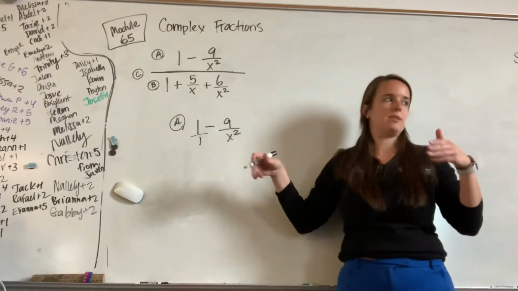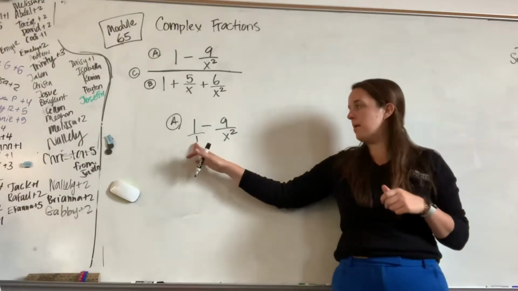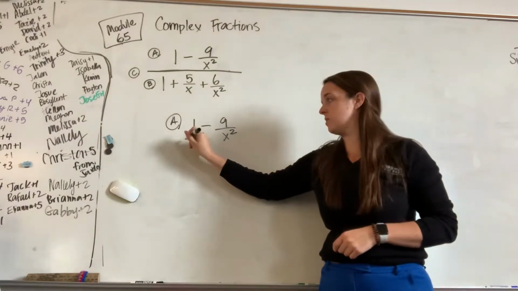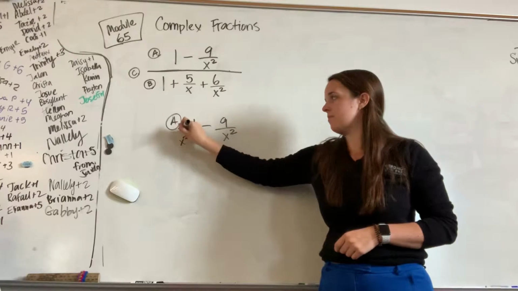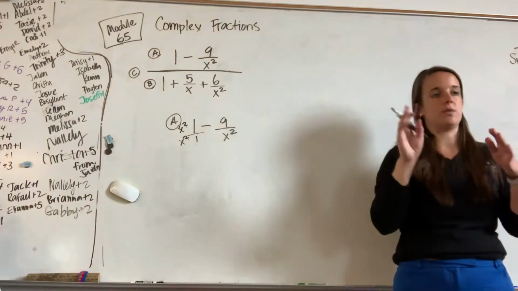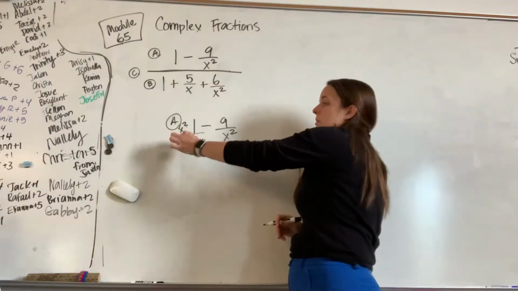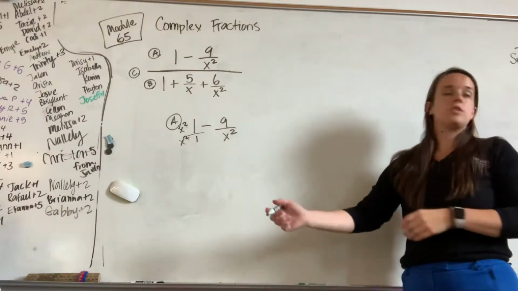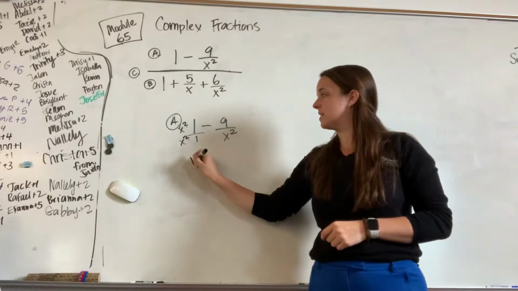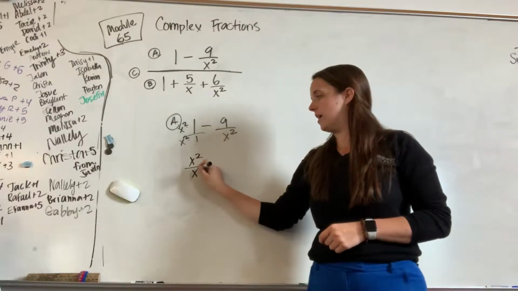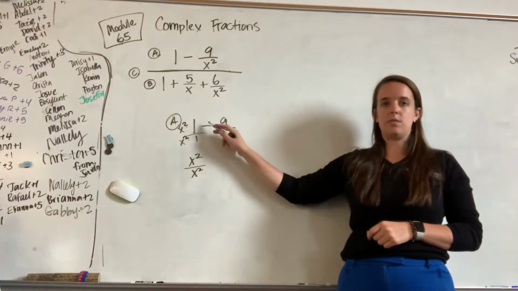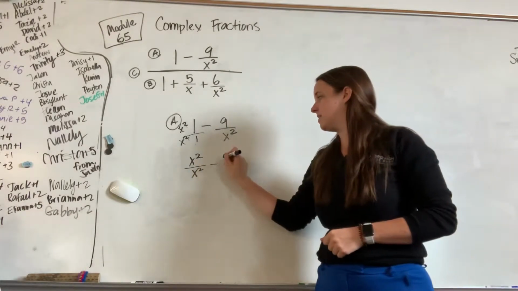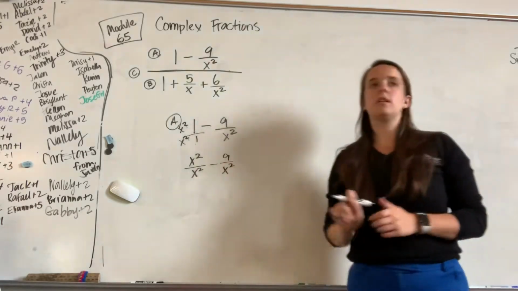If I'm thinking about this like my mom and Phyllis, my mom has 1, Phyllis has x squared. My mom's jealous. She wants an x squared. So it'd be x squared over x squared, because x squared over x squared would be 1. So we're not changing our problem here, we're just changing what it looks like. Do you guys agree that that's the same as the 1 that we started with? So x squared over x squared minus 9 over x squared.